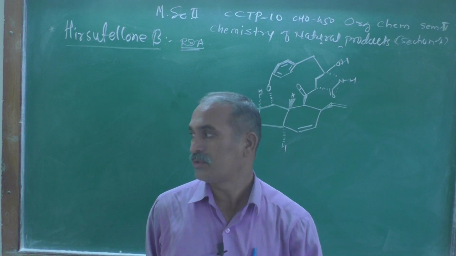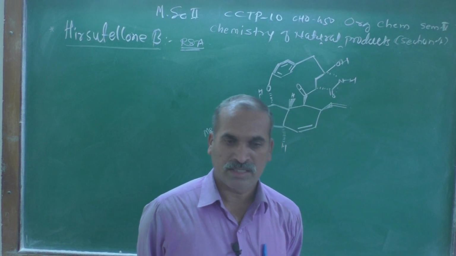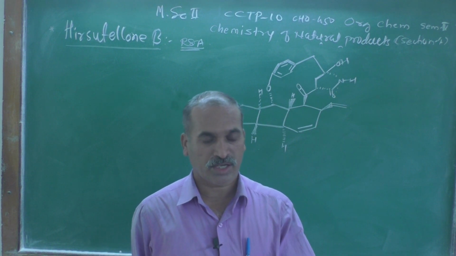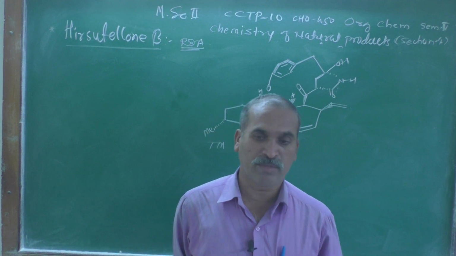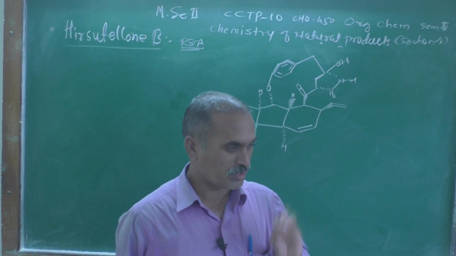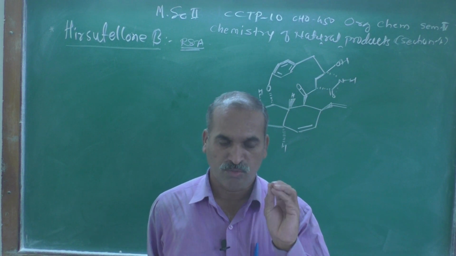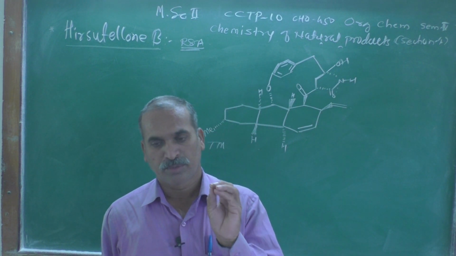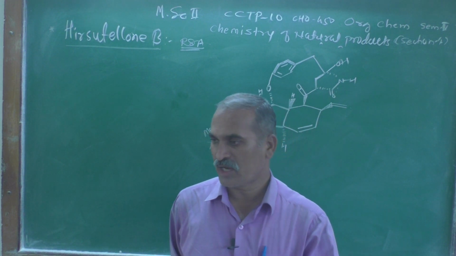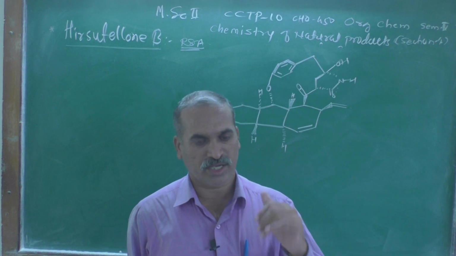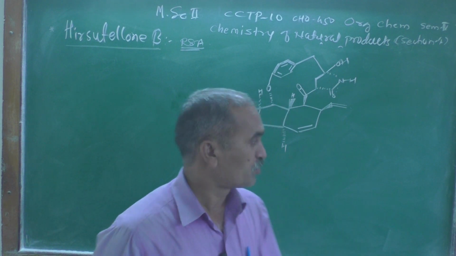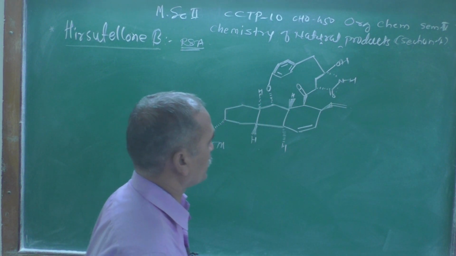So this compound is polyfunctional, and it requires chemoselectivity. What do we mean by chemoselective? There are many functional groups, but one of the functional groups particularly reacts with the specific reagent and the products are formed. That type of thing is called chemoselective. So here a number of functional groups are present.